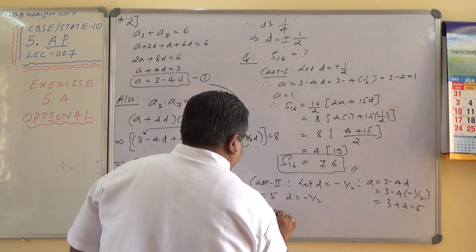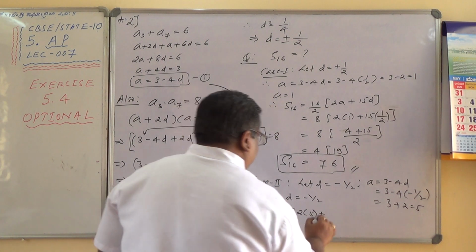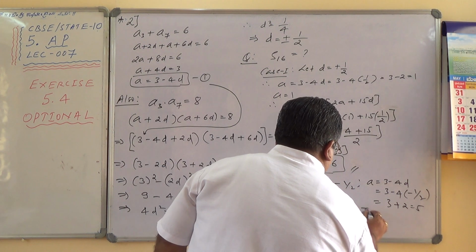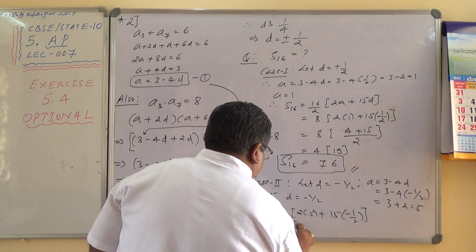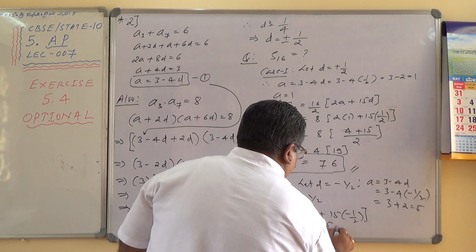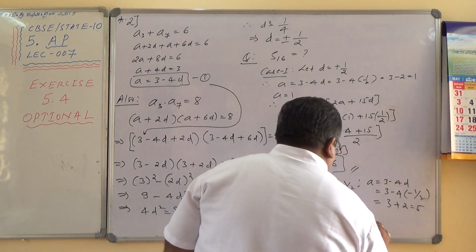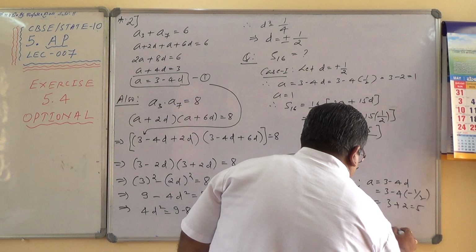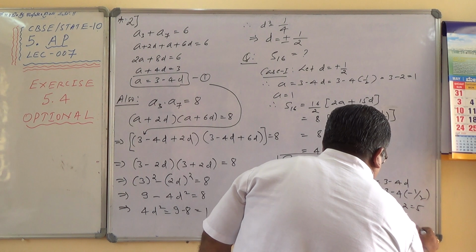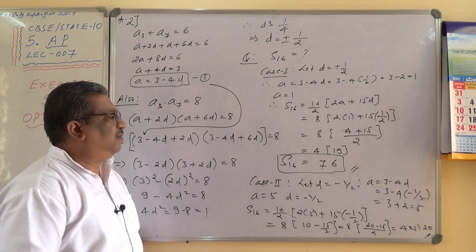S16 is 16 by 2, 2 times 5 plus 15 times minus half, which is 8 into bracket 10 minus 15 by 2, which is 8 into 2 LCM 20 minus 15. 20 minus 15 by 2, 2 ones are 2, 2 fours are 4, into 5, which is 20. S16 is 20. So note it down.